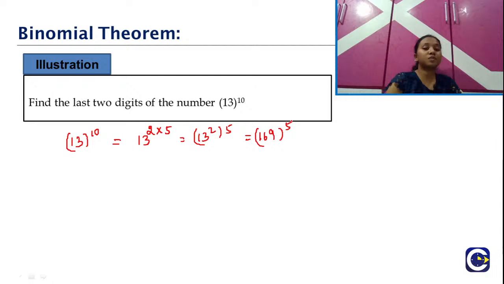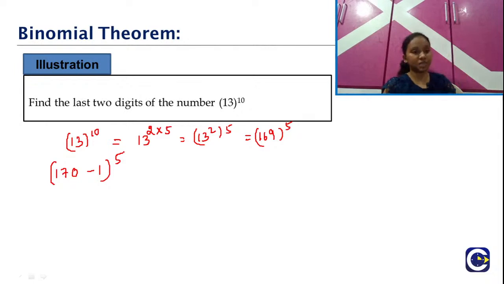So now is it possible to write 169 in terms of plus or minus 1? Yes, it is possible. So how can we write that? 170 minus 1 whole power 5. So here we are having a 0 in the units place, as well as 1, which will make it even easier to solve and find the last 2 digits of the number here.